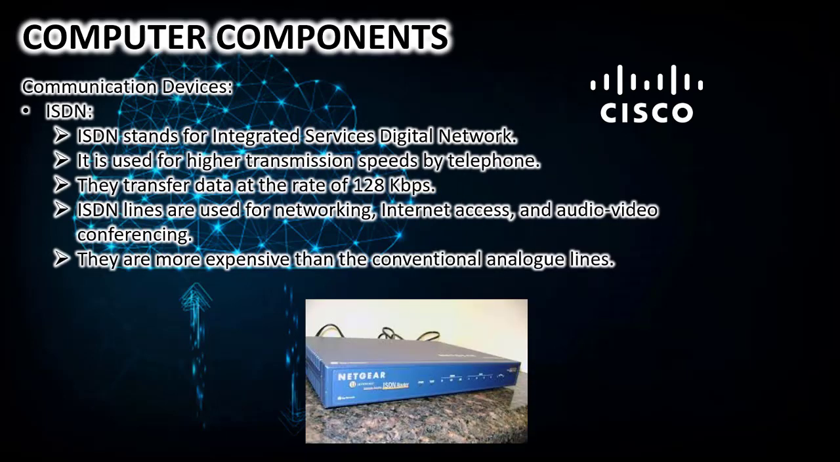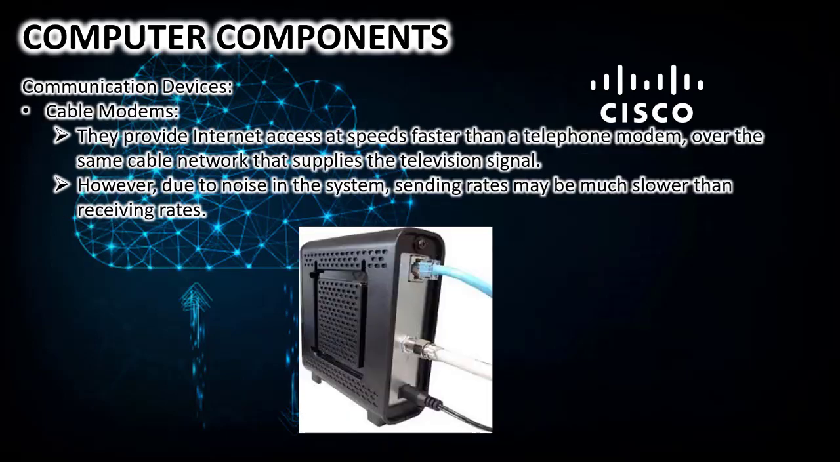Next, we have the ISDN modem. ISDN stands for Integrated Services Digital Network. Unlike the normal home usage internet modem, ISDN is a high-speed modem and normally you can find it in the IT department of a huge organization like a university. Next is the cable modem, which nowadays you can find on Astro, where Astro provides an internet connection through the television cable.